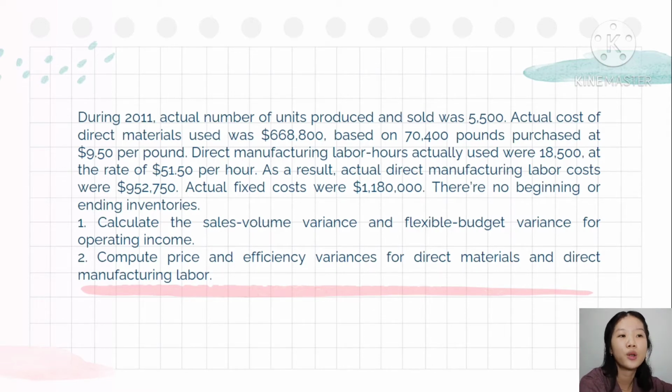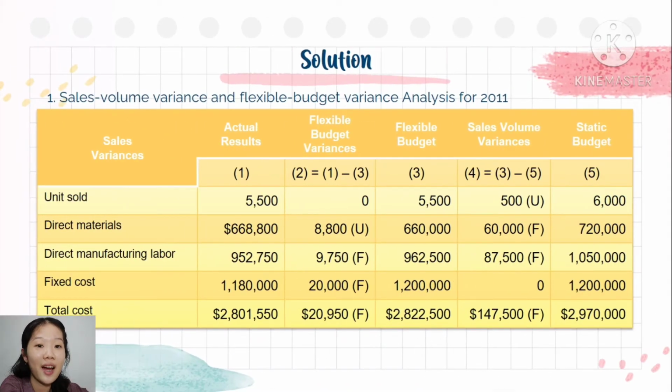So we have to calculate the sales volume variance and the flexible budget variance for the operating income, and second, we have to compute the price and efficiency variances for direct materials and direct manufacturing labor. Let's find out the solution for the first question, the sales volume variance and flexible budget variance analysis for 2011.